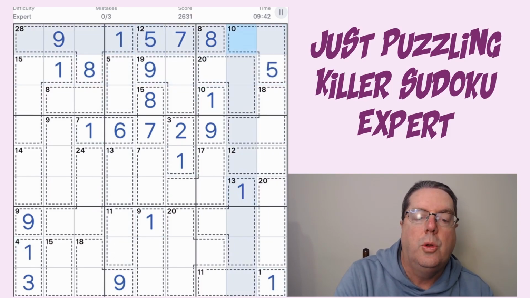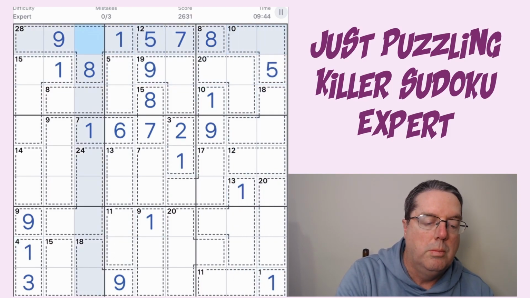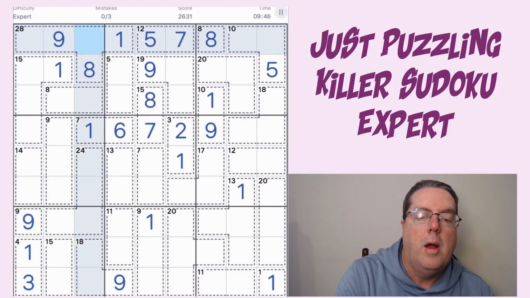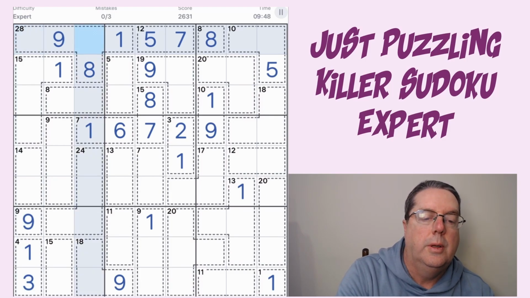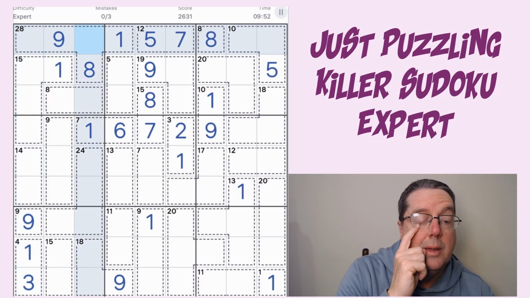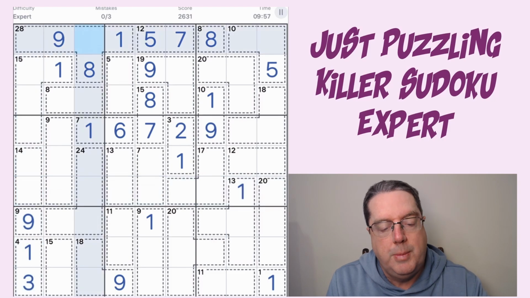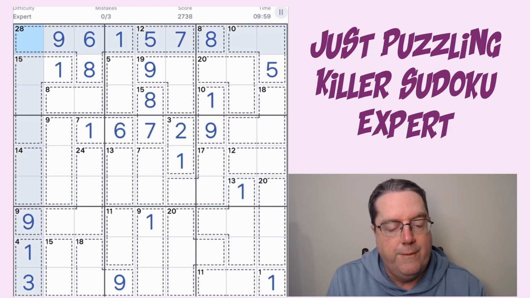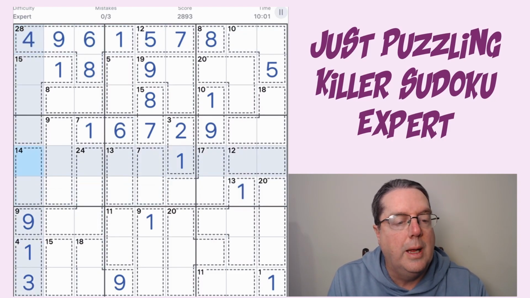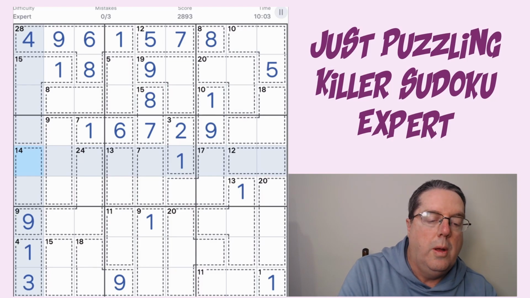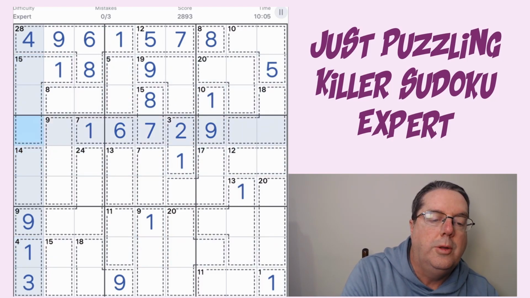So 1, 2, 3, 4, don't know, 5, 6. So 4 and 6 is in this number, but I don't know which. I do because that's 6 and 8. So that's going to be the 6, and that's going to be the 4. Remember, this was 6 and 8 because that was there. So if I've got 1, so 2 has to be in here somewhere. 3, 4, 5. So 5 is there or there.